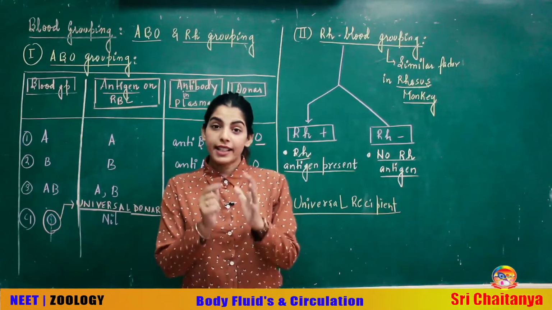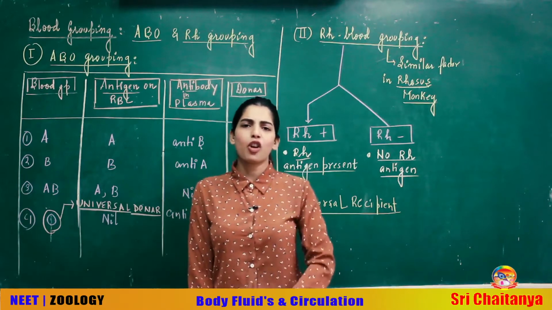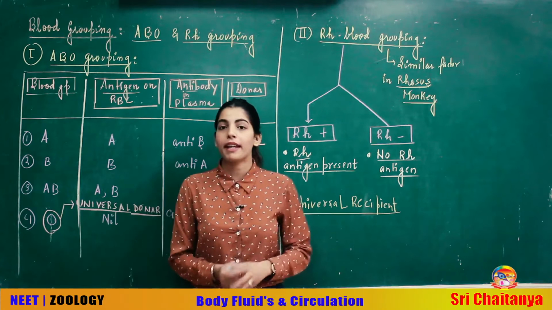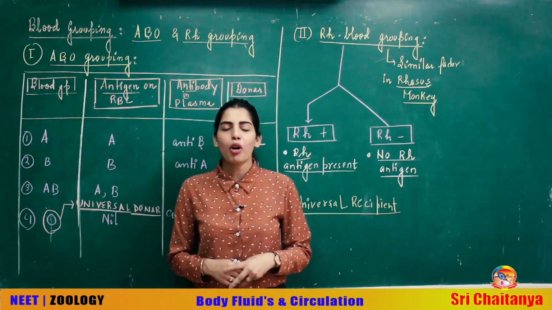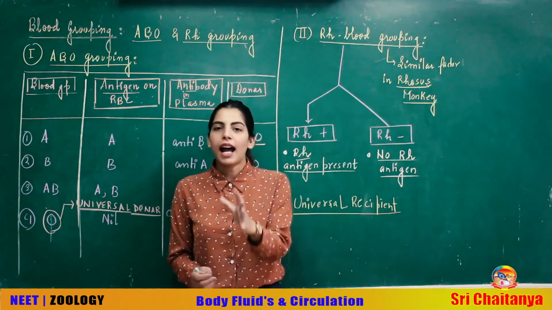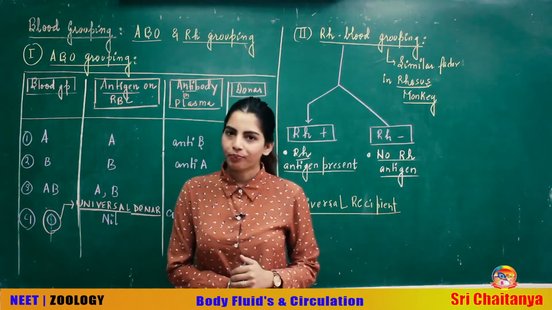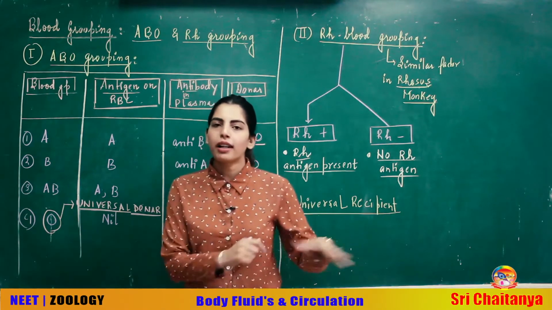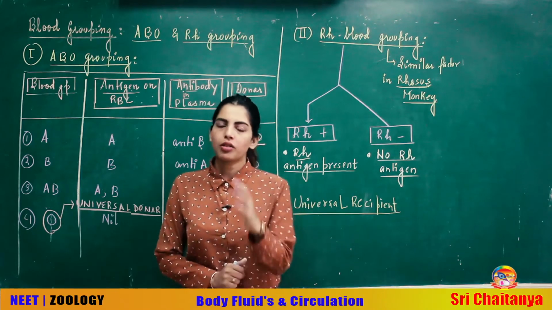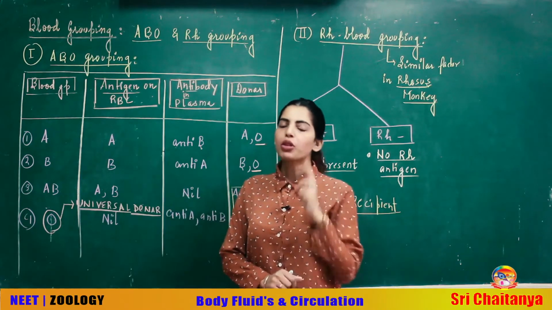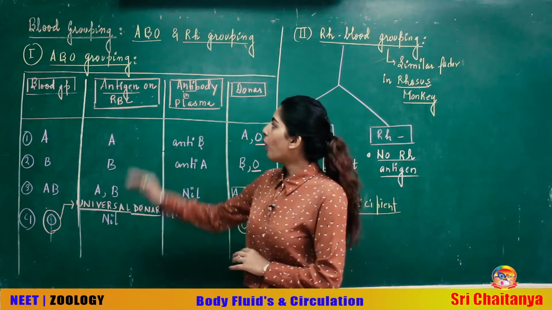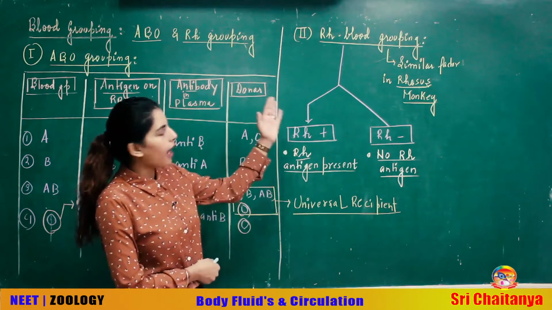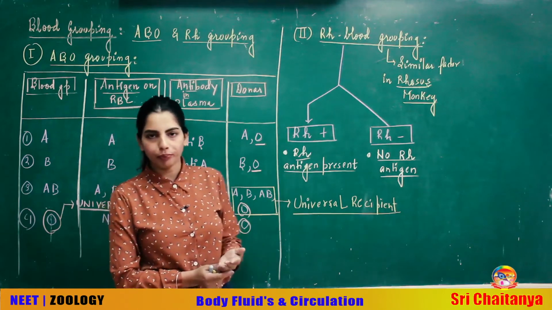Now students, let's start with a very easy topic. Since junior classes we are studying this topic, which is also very important for all of us to know, that is blood grouping. We all should know what's our blood group, who are the donors, who are the recipients, and so on. Now talking about blood grouping, we have two types: one is called ABO blood grouping and the other is called Rh blood grouping.